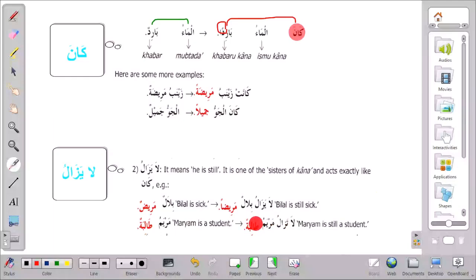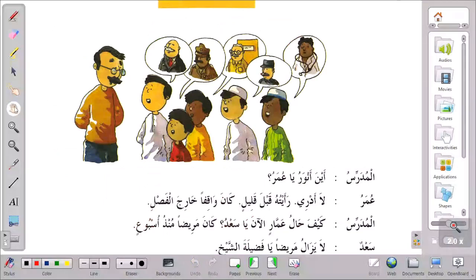Oh, that is clear. Okay. So that is la yazalu and then kana for us. That's the main thing I think we needed to understand or have a little bit of clarification of before starting. So please, let's now read from the book.